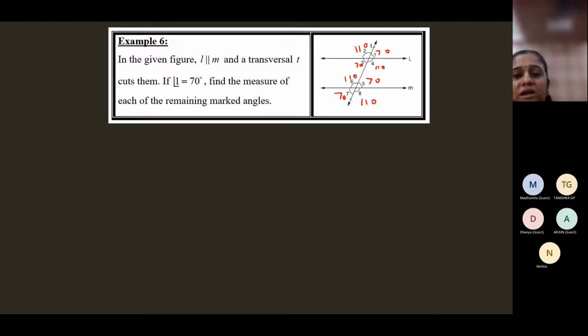So when you're given one angle, you can find all the remaining angles. When two parallel lines are intersected by a transversal, there are 8 angles formed around the transversal. If you know the measure of one of these 8 angles, you can find the remaining 7 angles.